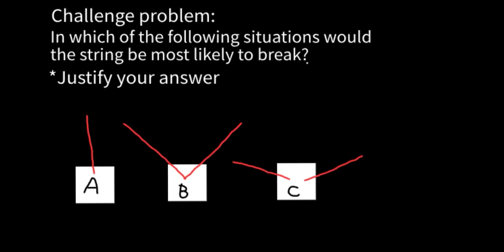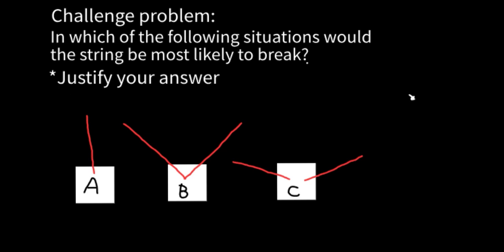Let's start out with the challenge problem from the last video. Of these three scenarios, where would the string be most likely to break? I gave you the hint to draw the free body diagrams for each of these boxes, and that should give you a major hint right there. The answer is box C, and let's go over it really quick with the free body diagram for box C.